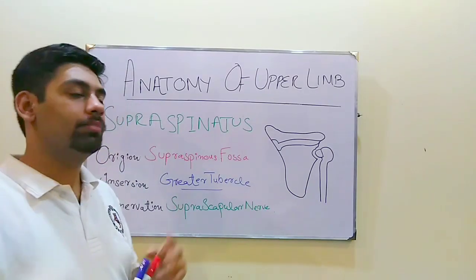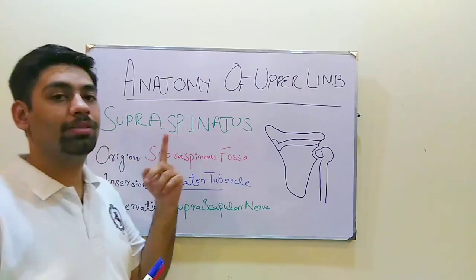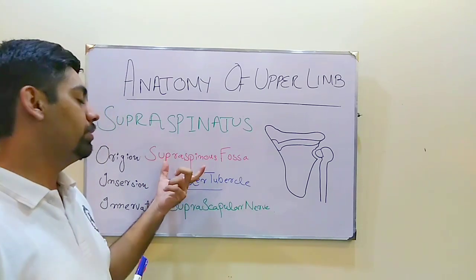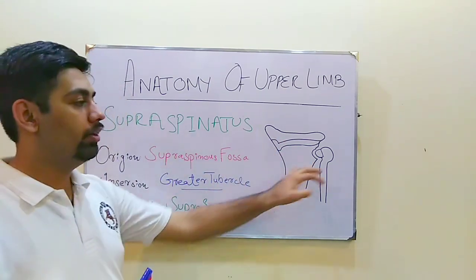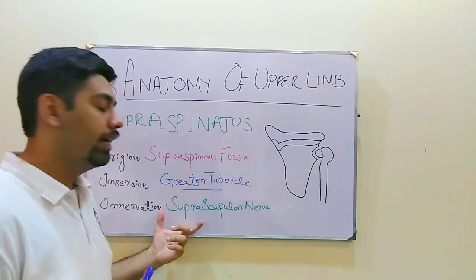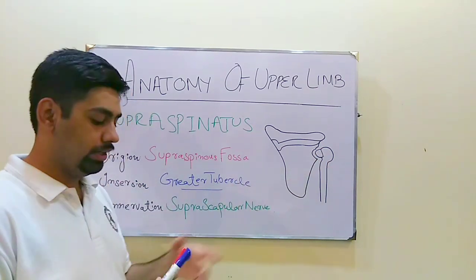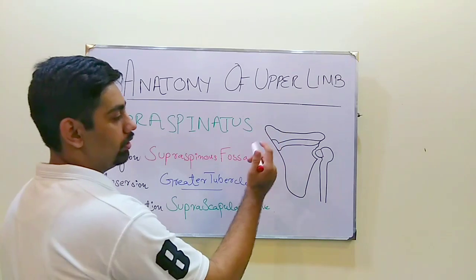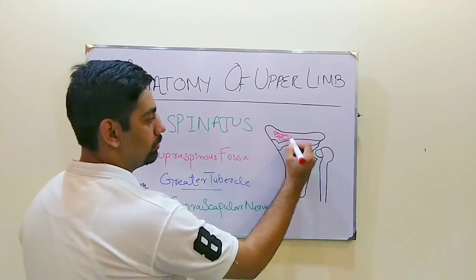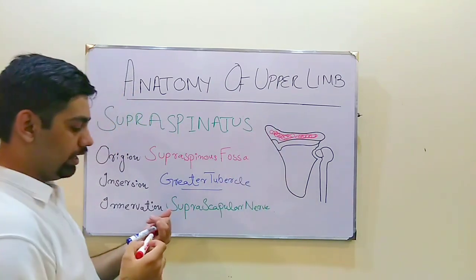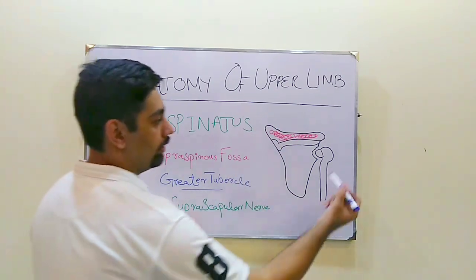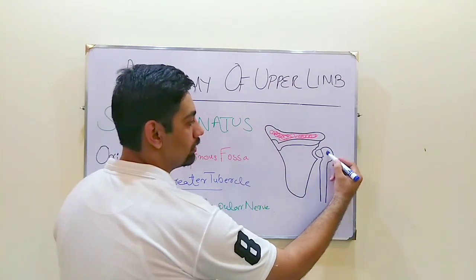Okay everyone, the next muscle I will be talking about is the supraspinatus. The supraspinatus originates from the supraspinous fossa of the scapula and gets inserted on the greater tubercle of the humerus. It is supplied by the suprascapular nerve. You can see here, this portion of the scapula is known as the supraspinous fossa. The supraspinatus originates from this portion and gets inserted right here on the greater tubercle of the humerus.